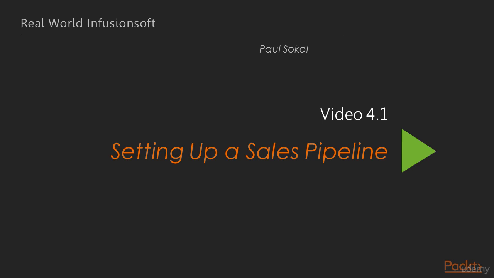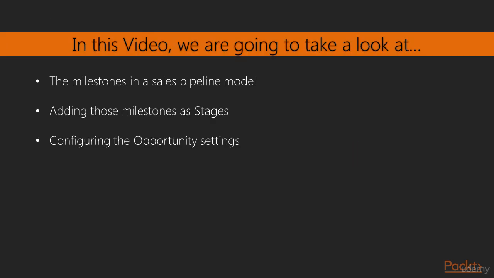A pipeline is a clearly defined process flow with specific measurable milestones or stages. A sales pipeline is a set of defined sales stages that sales reps can use to manage their leads or prospects. Infusionsoft has a very easy-to-use pipeline module known as opportunities. So in this video, we're going to take a look at the milestones in at least one sales pipeline model. We're going to look at adding these milestones as stages and then configuring the different opportunity settings here.